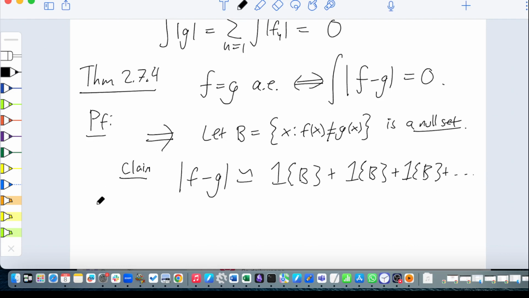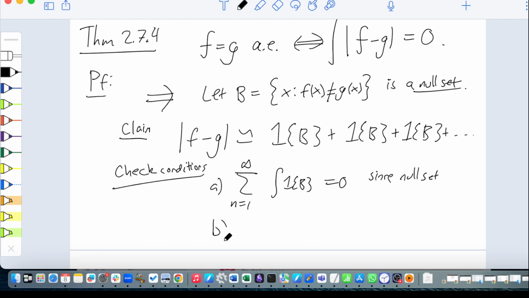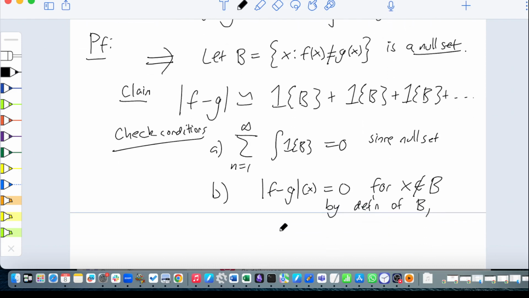So, check conditions. The sum of the integrals of the indicator of b, that infinite sum, is 0 since it's a null set. That's a. So that is fine. And b: f minus g of x equals 0 for x not in B by definition of B, which is the only place where the right-hand side converges.